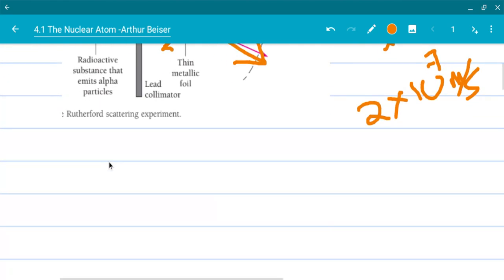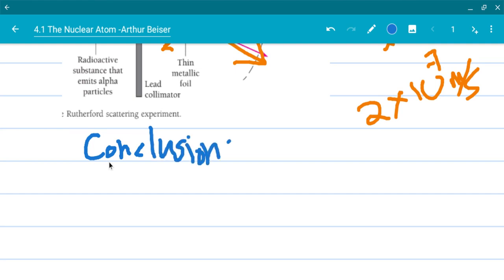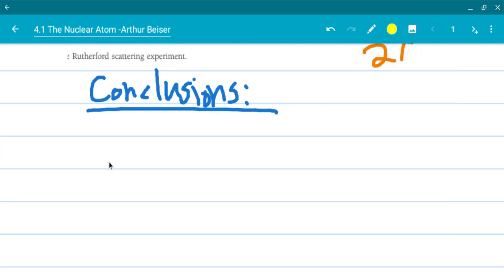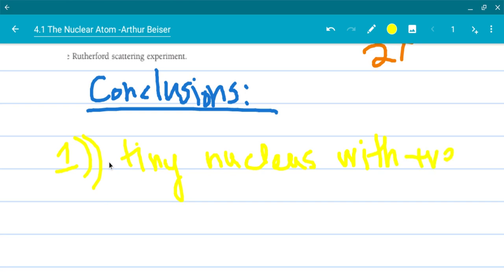Now they made certain conclusions based on the results that they saw. And let's write the conclusions here. So the first conclusion that they made was that there was a tiny nucleus with positive charge in an atom.